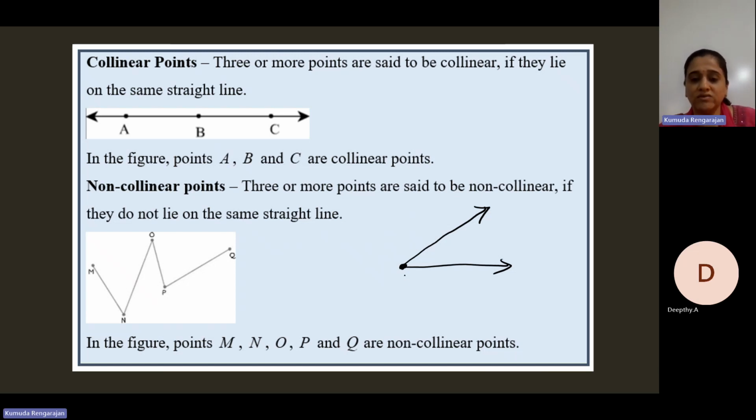Here are two rays, OP and OQ. OP is a ray, right? OQ is another ray. Why are they rays? Because O is the initial point, and this ray extends indefinitely in the direction of P. Here, O is the initial point, and this ray extends indefinitely in the direction of Q. So OP and OQ are rays because they have an initial point and extend indefinitely in the other direction. So when two rays have the same initial point, an angle is formed. This is the angle.